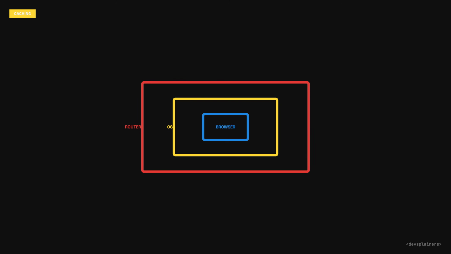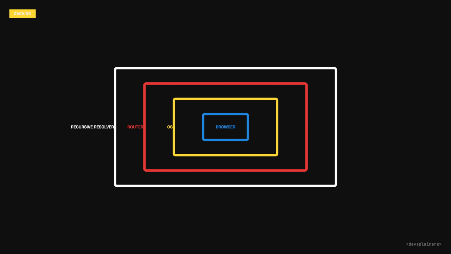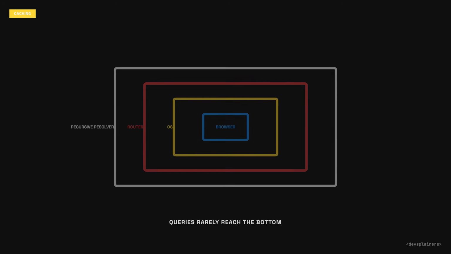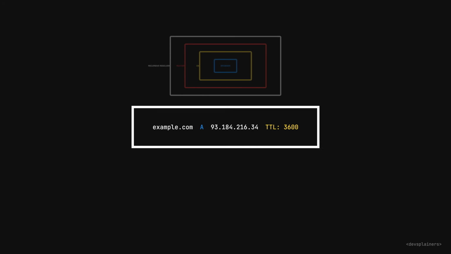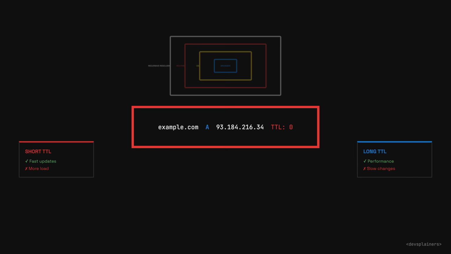Caching happens everywhere. Your browser caches, your OS caches, your router might cache, and the recursive resolver caches results for millions of users. That's why most queries never reach authoritative servers. The key to this is TTL, time to live. Every DNS record comes with a timer. It tells caches how long they can reuse the answer before asking again. Short TTL, faster updates, more load. Long TTL, better performance, slower changes.